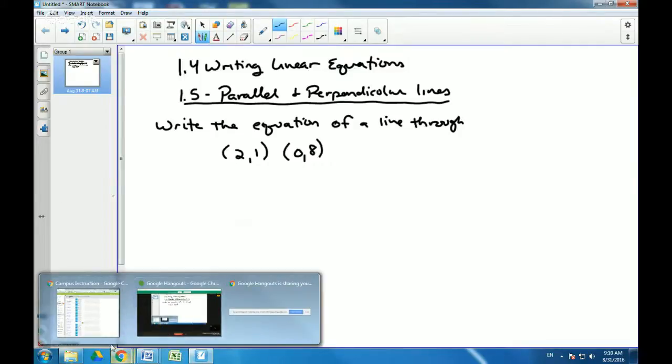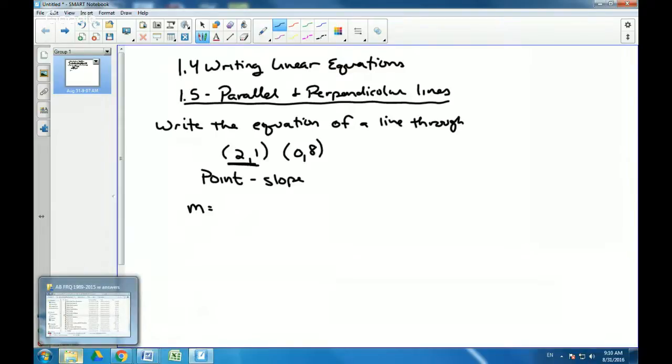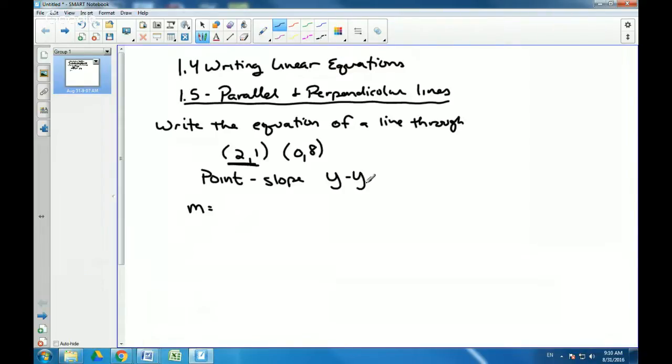Go with point-slope form. It's easier, trust me. Okay, what's the point-slope form of the equation? y minus y1, almost. y minus 1, minus x1.